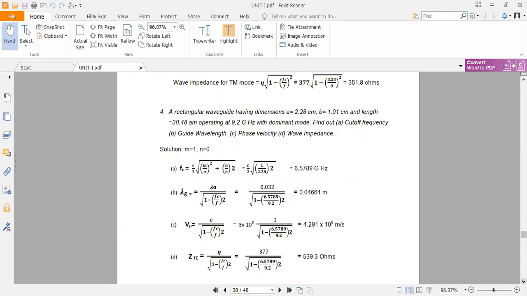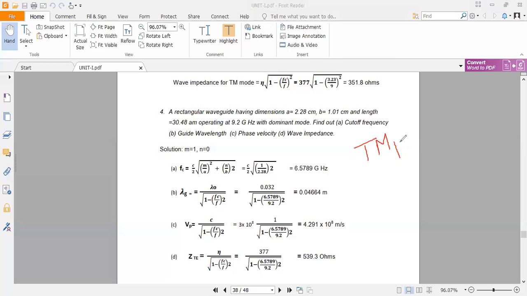Suppose I want to calculate the same thing for TM mode, what are the changes I need to do? Tell me. What are the changes I need to do if I want to do the same problem for TM mode? Ma'am, only impedance will change, ma'am. Rest all will remain the same. No, everything will change. fc also changes, because what is the dominant mode in TM? It is TM11.